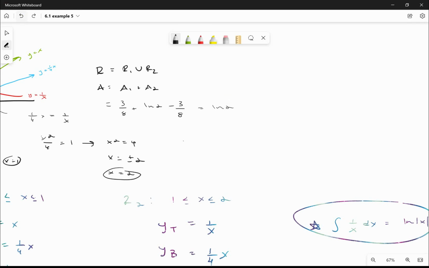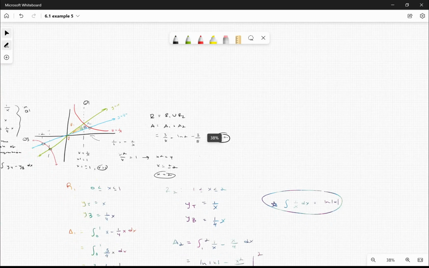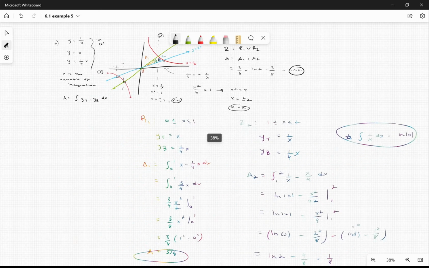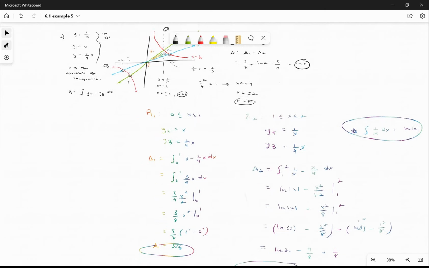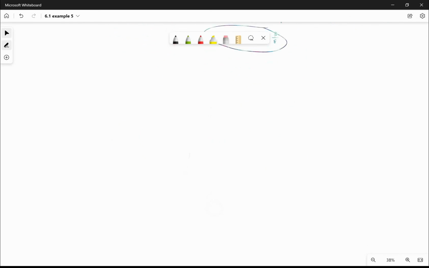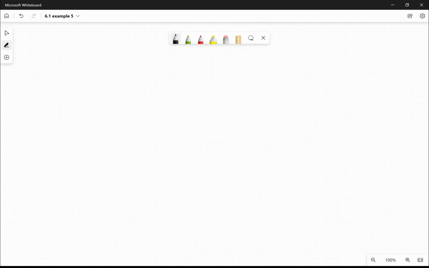So this is just the first part of this problem, because we also want to see this done with respect to y, where y is the variable of integration. So let's go to a separate area here, and let's do this problem again now with y as the variable of integration.